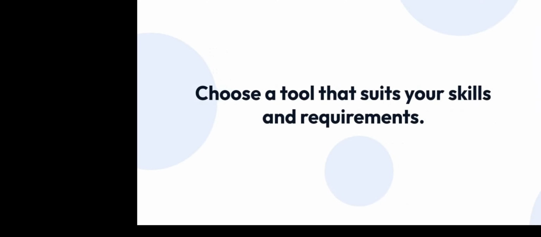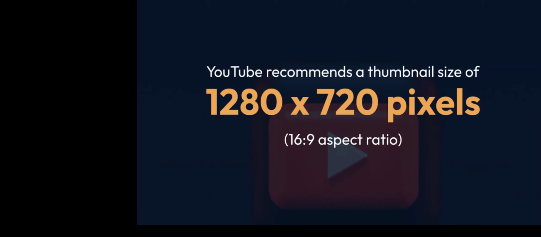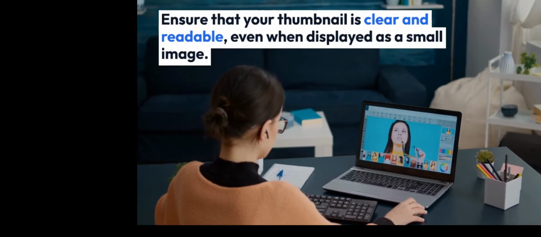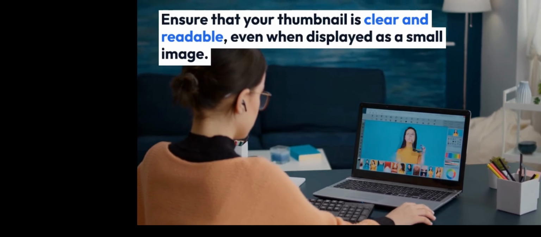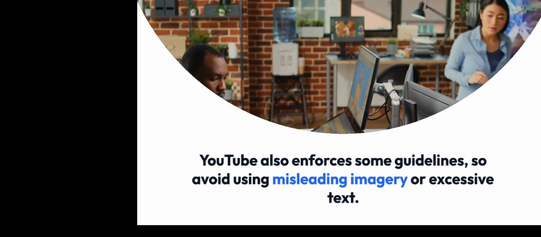Dimensions and guidelines. YouTube recommends a thumbnail size of 1280 by 720 pixels, 16:9 aspect ratio. Ensure that your thumbnail is clear and readable, even when displayed as a small image. YouTube also enforces some guidelines, so avoid using misleading imagery or excessive text.